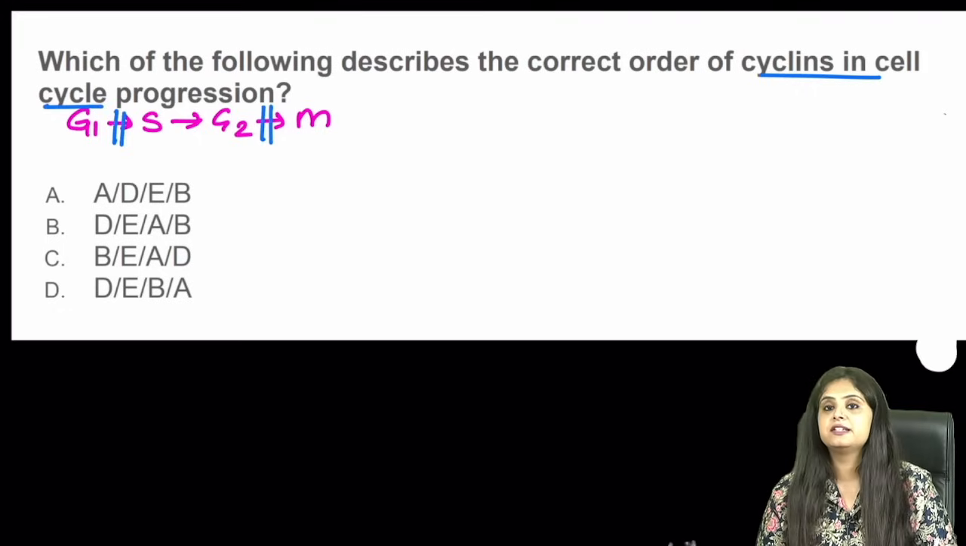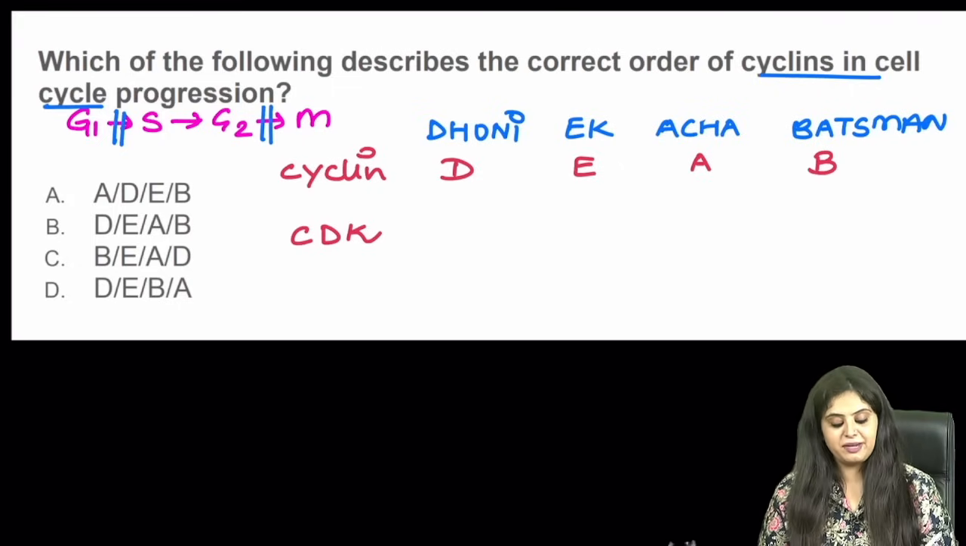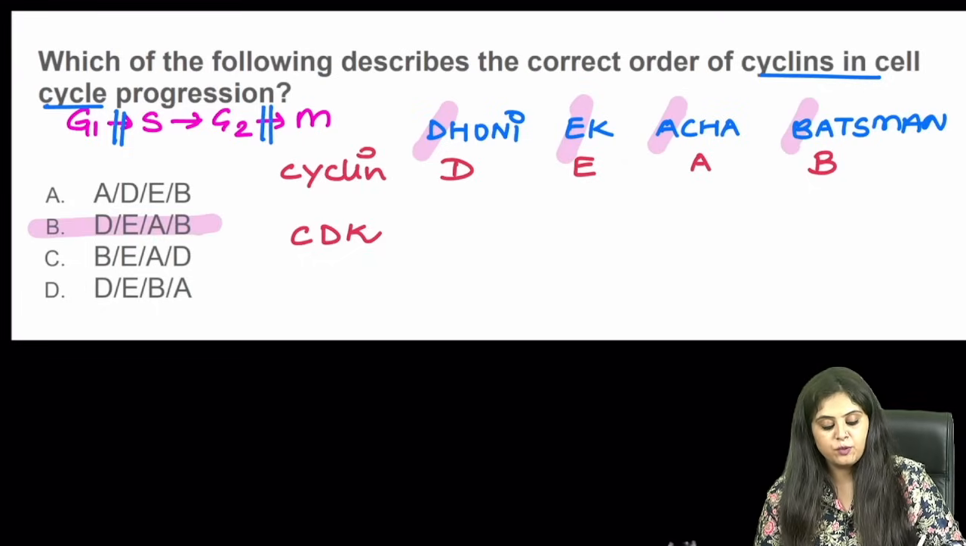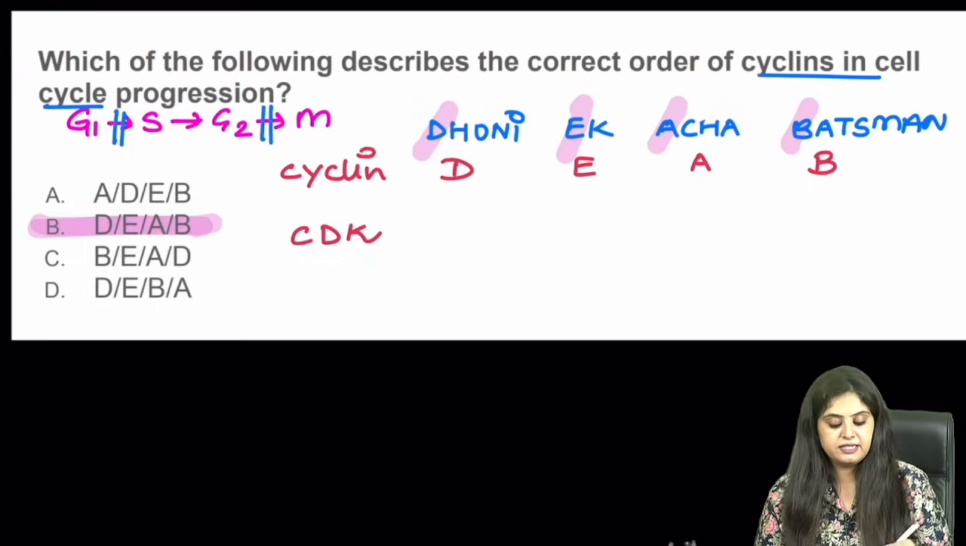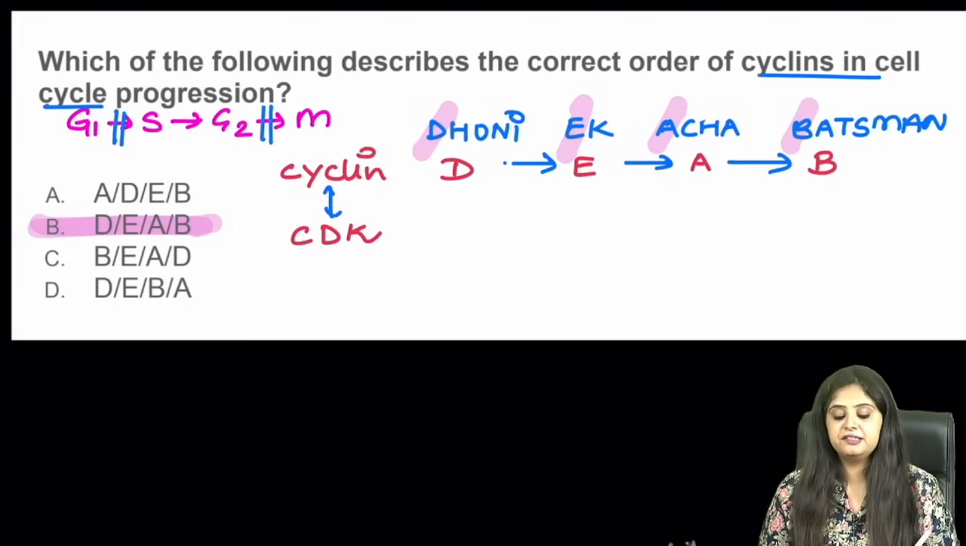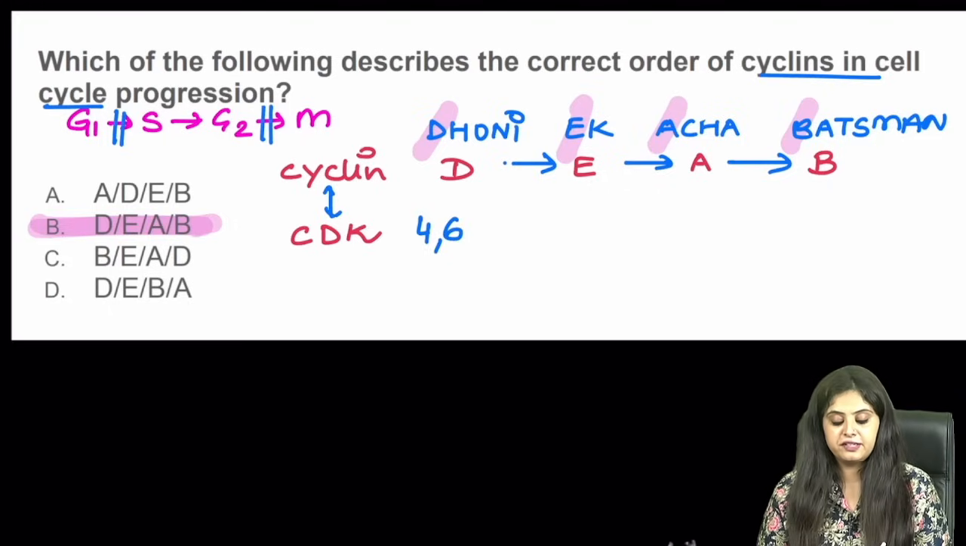So why is it always going on in this G1S, G2M? What are the cyclins that are helping? And your favorite mnemonic and cricketer, that is Dhoni ek acha batsman, which tells us the sequence is cyclin DEAB. Option B is the answer over here. So cyclin DEAB is how it works, and every cyclin has to work with CDKs, cyclin dependent kinases.